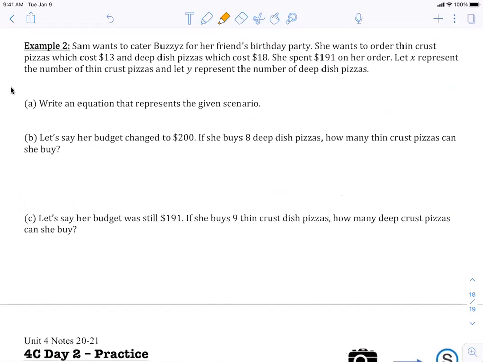It says Sam wants to cater buddies for her friend's birthday. She wants to order thin crust pizzas, which cost $13, and deep dish pizzas, which cost $18. She spent a total of $191 on her order. So this one's kind of odd because usually the total is the thing that we don't know.